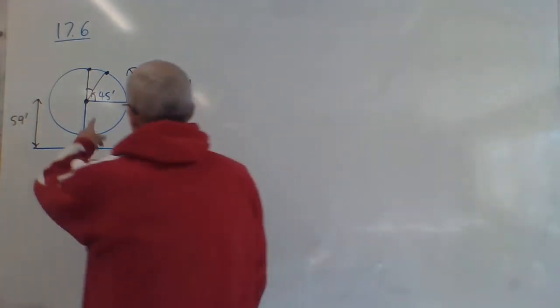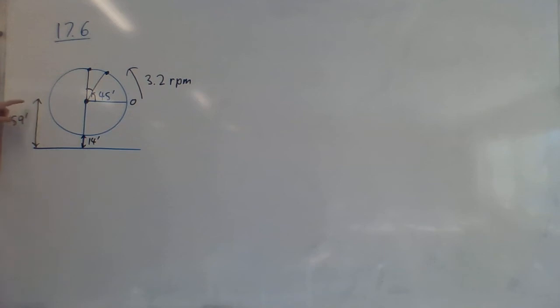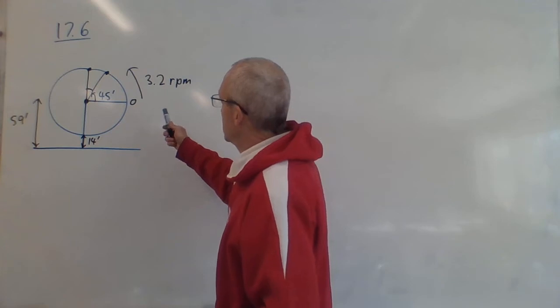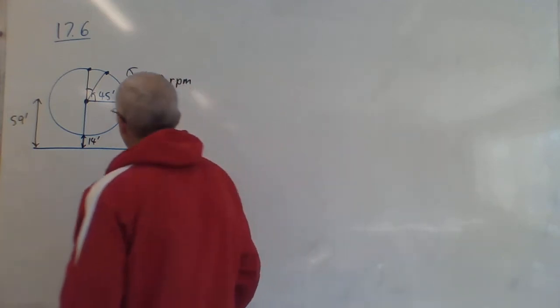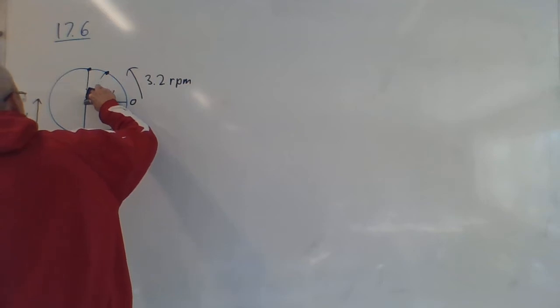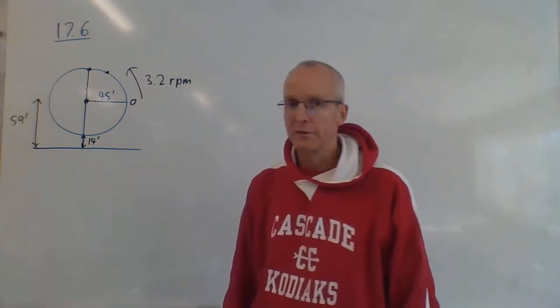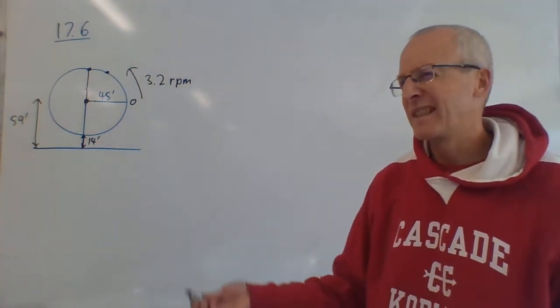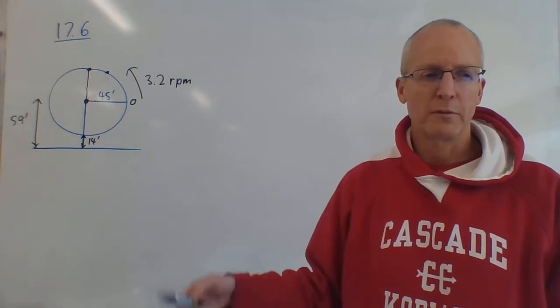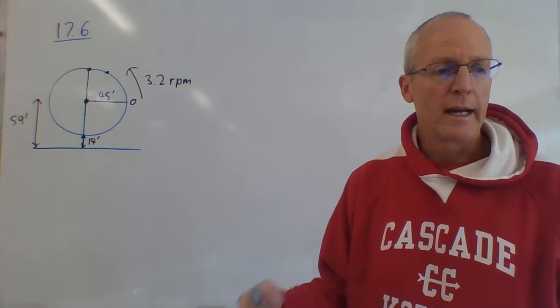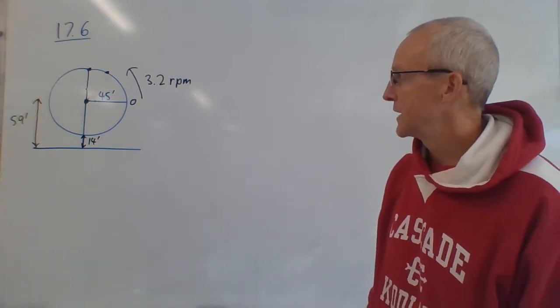Here's our Ferris wheel. It's got a 45-foot radius. The center is 59 feet off the ground, which means the bottom is 14 feet off the ground. I don't know if we have to use that, but it's nice to think about it. It rotates at 3.2 RPM, so it goes 3.2 rotations a minute, which is a little less than 20 seconds for one full circle. What we want to know is how high this person is after 9 minutes. We want to know their Y position after 9 minutes.